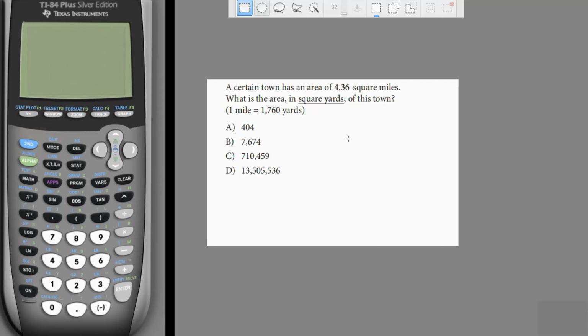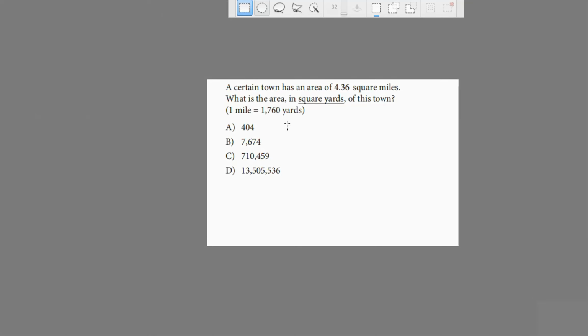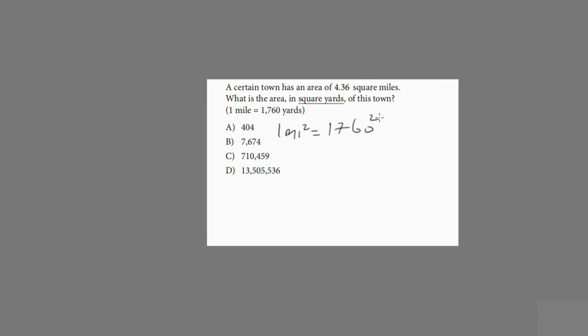Okay, so to solve this question, we already have in brackets, they say 1 mile equals this. So what we are going to do now is find the value of the yard in square. So 1 mile square equals 1,760 square yards.